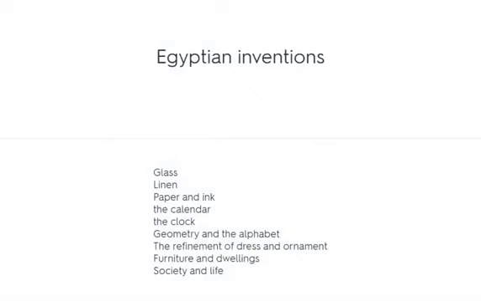Egyptian inventions. Glass, linen, paper and ink. The calendar, the clock, geometry and the alphabet. The refinement of dress and ornament, furniture and dwelling, society and life.